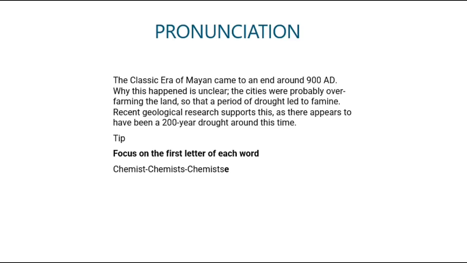We focus on content and fluency, but pronunciation is also very, very important. So this is a complete sentence, that is, the classic era of Mayan came to an end around 900 AD. This is a complete sentence. So this is the first word, that is the. Second word is classic. Third word is era. So these are the different words of the sentence.